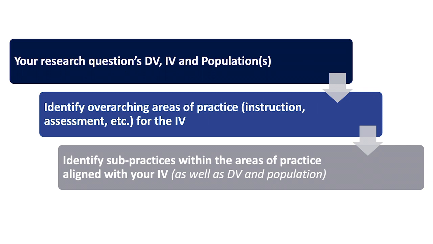So once you review your independent, dependent variable and your populations, you're going to start looking into the literature on evidence-based practices, and your goal is to identify overarching areas of practice, which just like we showed, so instruction and curriculum, assessment, collaboration, or others that you may find for the independent variable. And then once you have those, you'll identify sub-practices within each of those areas of practice that are aligned with that independent variable. And then as much as possible, which is not always possible, your dependent variable and your population.